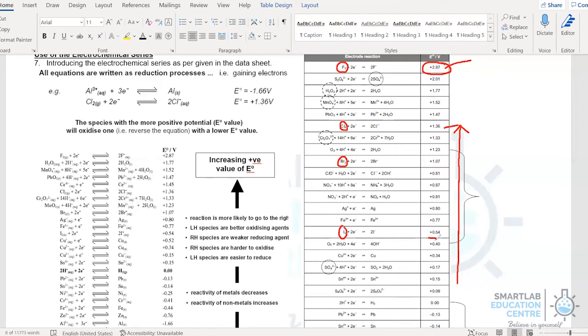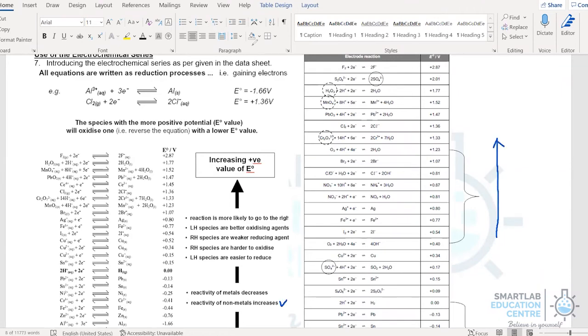With that, we know that fluorine is the strongest oxidizing agent, while iodine is the weakest oxidizing agent. Conversely, we can conclude that I- is the strongest reducing agent and F- is the weakest reducing agent. Therefore, it means that going up the table, the reactivity of non-metals increases.